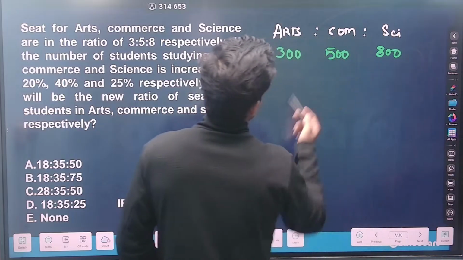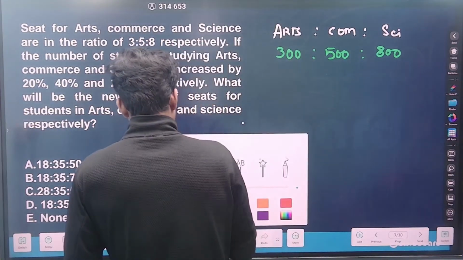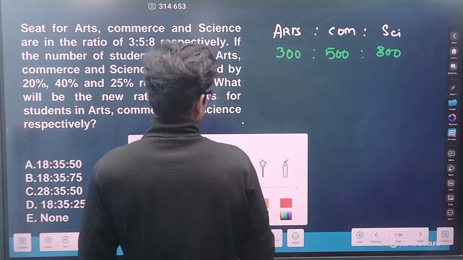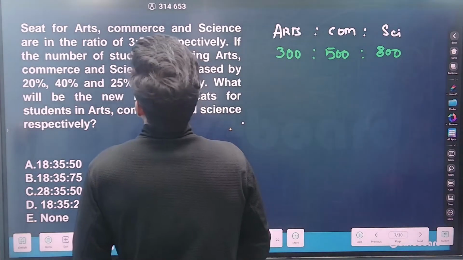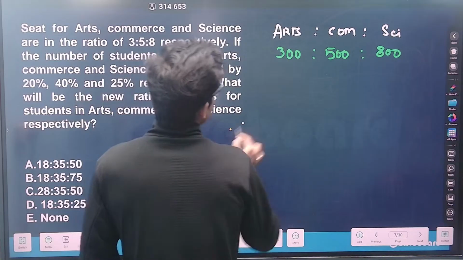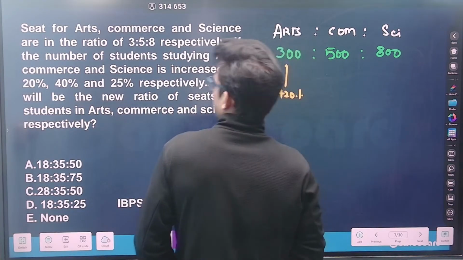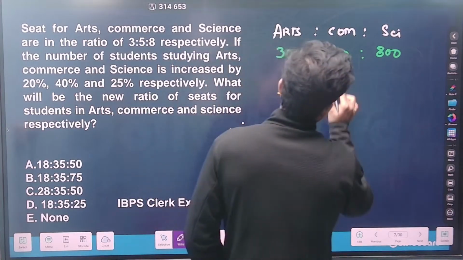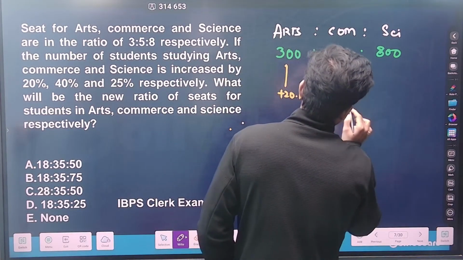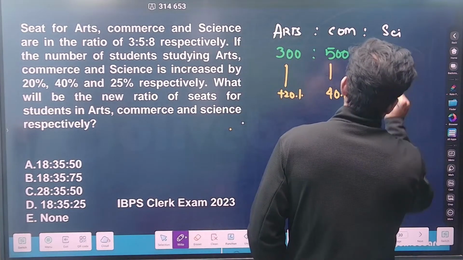Correct. Now basically what happens, now you will see the logic. They are getting increased by 20%. So this is getting increased by 20%. This is getting increased by 40%. And this is getting increased by 25%.